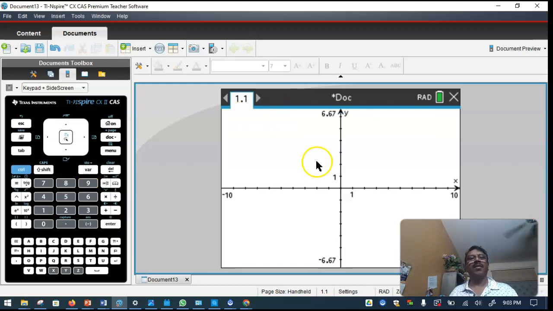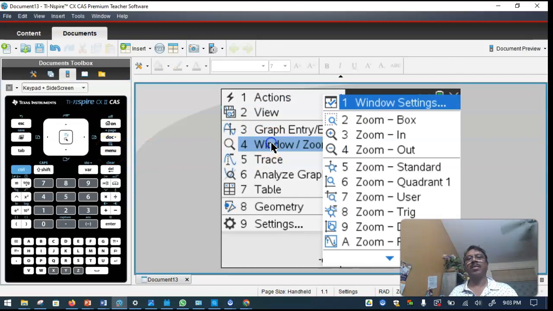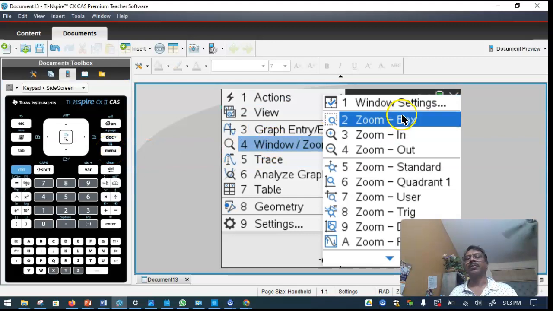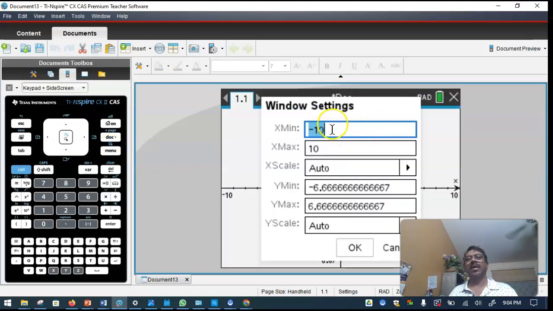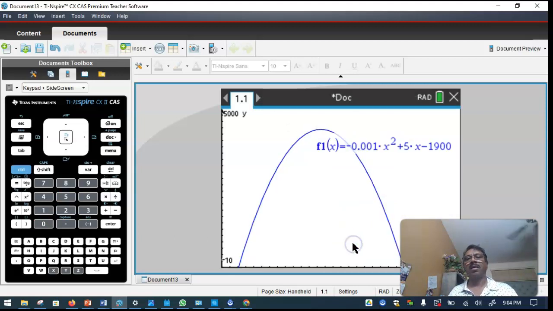Now it looks like the graph we can't even see. So if we can't see the graph, let's change this to menu and window. We have to change the window setting. And here, these are the changes I'm going to make. Maybe 5,000, or maybe I make it 6,000. Let's see. Yeah. And in the maximum, I'll write here 5,000 and say okay. And you can see the graph right there.